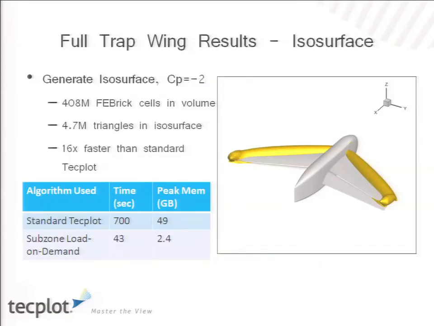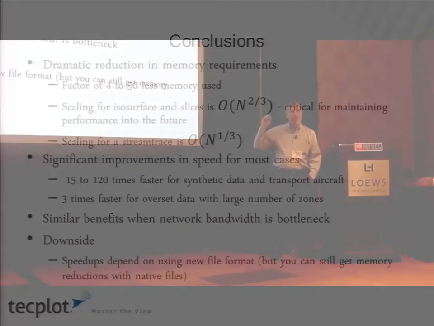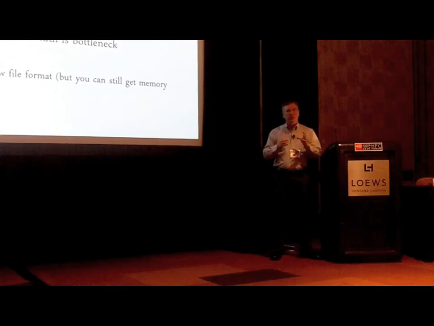Another case with the flaps and slats down. And so I'm going to scoot forward to the conclusions. So we've gotten a dramatic reduction in memory requirements, a factor of 4 to 50. And scaling is order n to the 2/3, to n to the 1/3 for the streamlines. And we also get significant improvements in speed. Orders of magnitude improvement in speed on the large single zone cases, not quite as substantial when it's broken up initially.